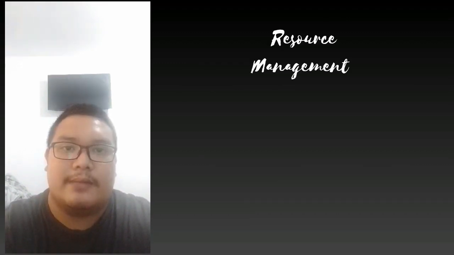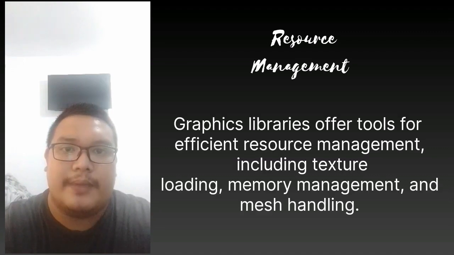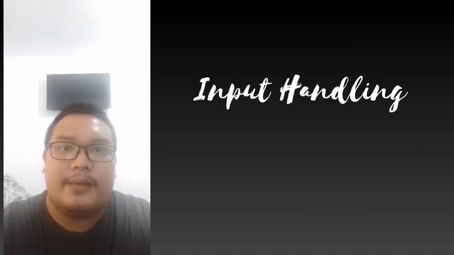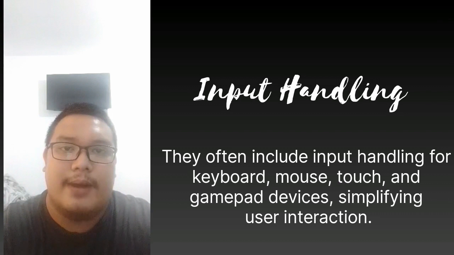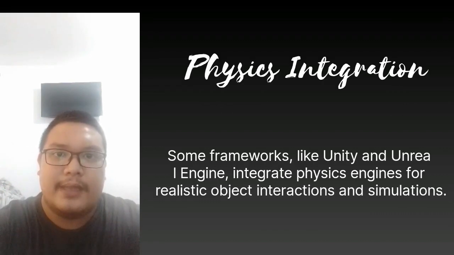Number 3. Resource management. Graphics libraries offer tools for efficient resource management, including texture loading, memory management, and mesh handling. Number 4. Input handling. They often include input handling for keyboard, mouse, touch, and gamepad devices, simplifying user interaction. Number 5. Physics integration. Some frameworks like Unity and Unreal Engine integrate physics engines for realistic object interaction and simulations.